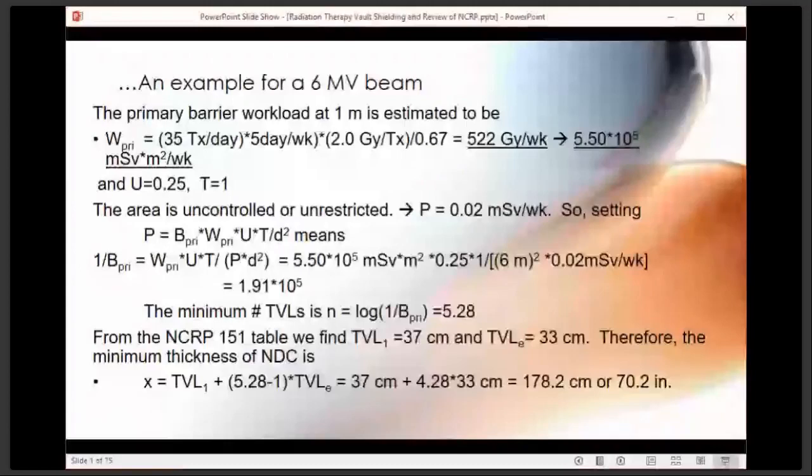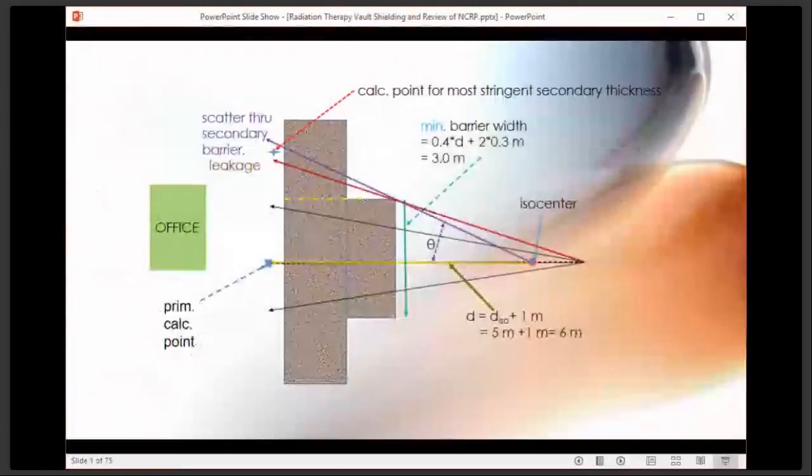Let's go down here and take a quick peek at this. So we've got our primary barrier here, secondary barriers, and here's the point we're looking at right now, just on the other side of that primary barrier. The office is here, uncontrolled public occupancy, public limits.